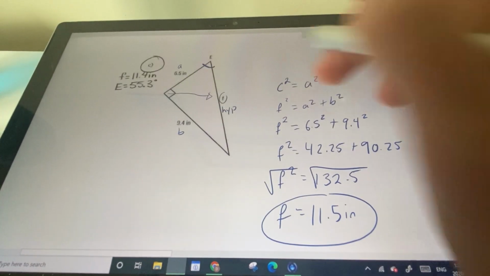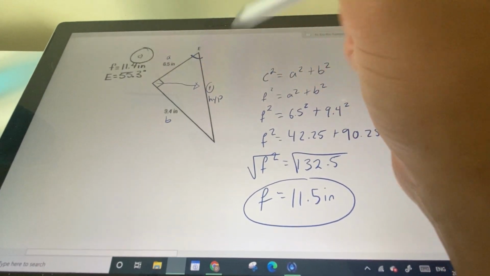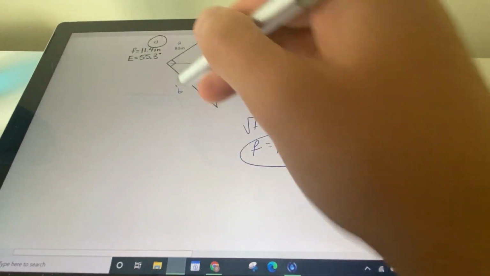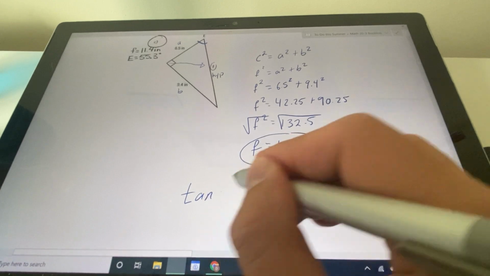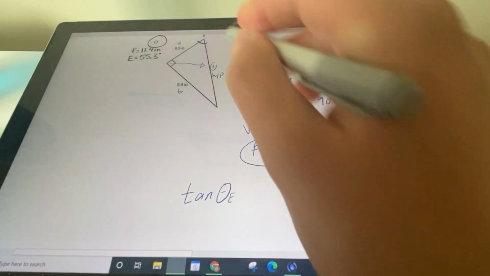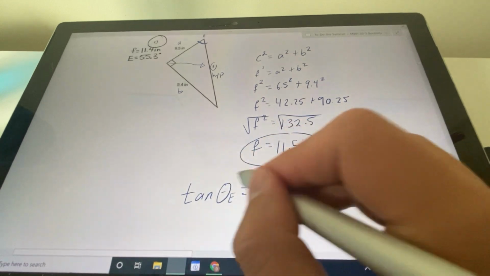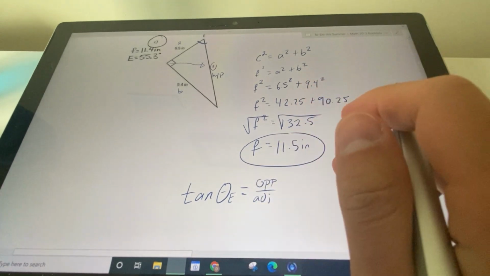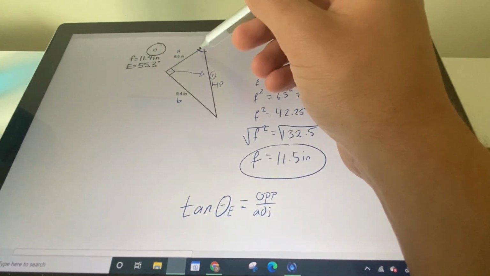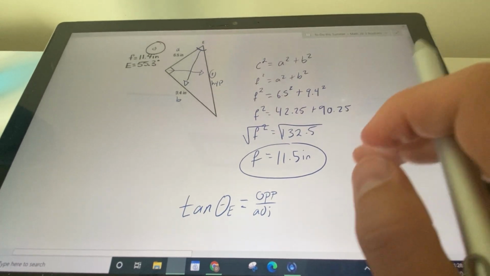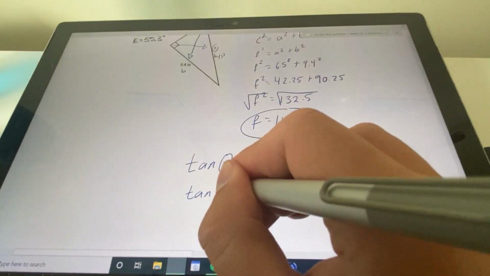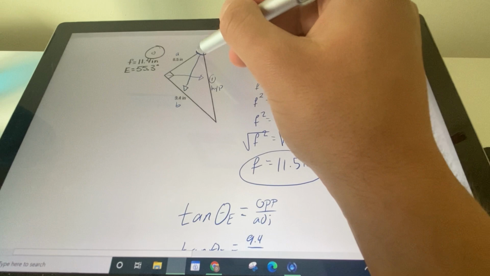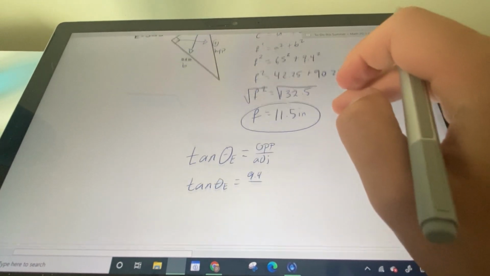Now, how do we solve for E? Well, in this case, we're going to use tan, okay? How do we use tan? Well, remember, this is on your formula sheet. I'm going to just put angle E here because that's what we're solving for. And anytime we deal with tan, it is opposite over adjacent, okay? Now, what is the opposite side length to E? Well, that is across from it, which is 9.4. So tan angle E equals 9.4 dividing our adjacent side, which is 6.5.